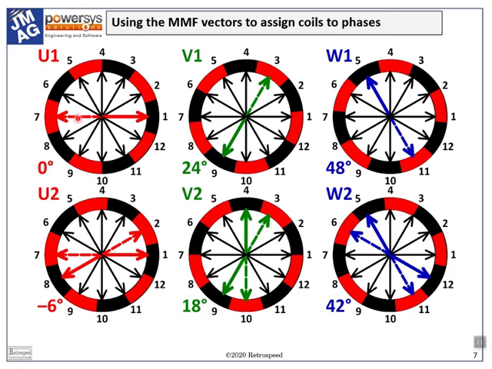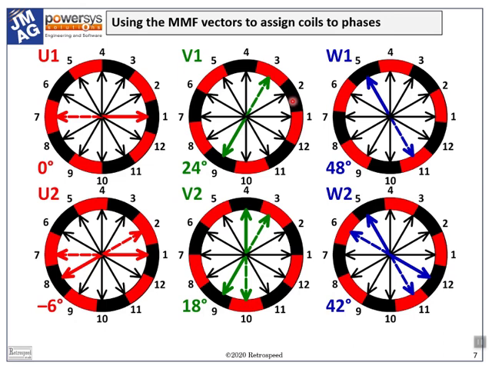Now, as this is a three-phase motor, let's rotate the rotor by 1/3 of an electrical cycle, or 120 electrical degrees. A 10-pole rotor has 5 pole pairs, so 120 electrical degrees corresponds to a rotation of 120 divided by 5, that is 24 mechanical degrees. This takes us to the position shown at V1. Magnets have moved round by 24 degrees.